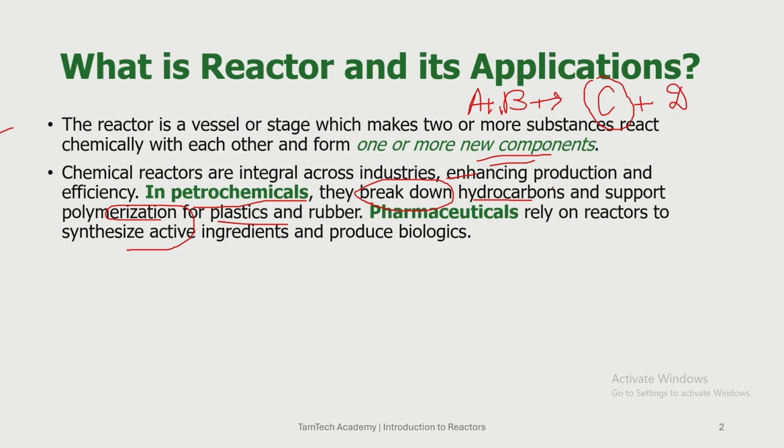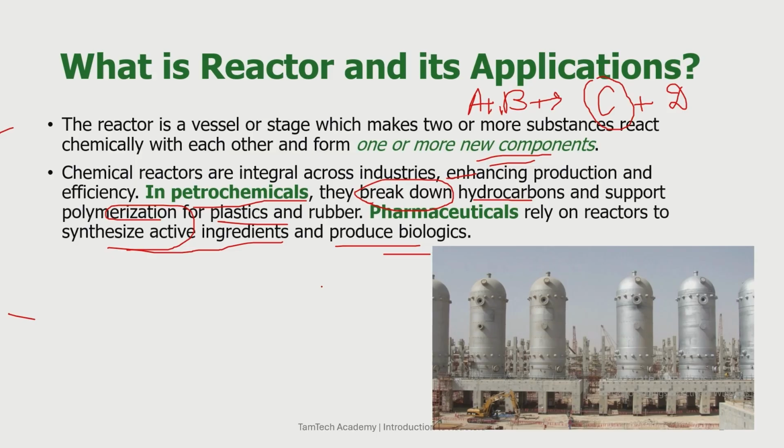The second most common one is the pharmaceutical industry. Actually, the reactors are, I would say, the heart of the pharmaceutical industry, because most of the typical reactions are done in batch or sometimes in CSTR reactors. They are synthesizing active ingredients and producing biologics, so whatever we need to get from the reactors as a product. By the way, you can see the typical pictures of how the reactors look during the construction phase. This is one of the typical images. In the next lesson, I'll show you some important reactor images as well.